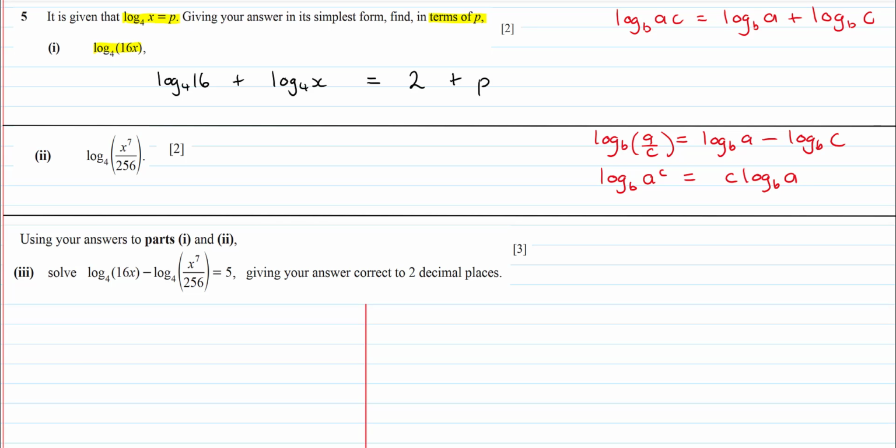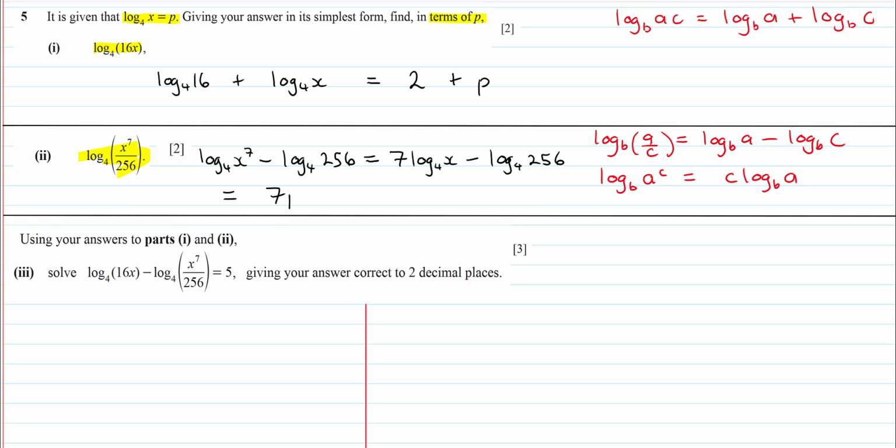We'll start by applying the quotient rule to this expression here. So to start with, we're going to get log base 4 of x to the power of 7 minus log base 4 of 256. Now we're going to use the power rule for our first term, so we get 7 times log base 4 of x minus log base 4 of 256.